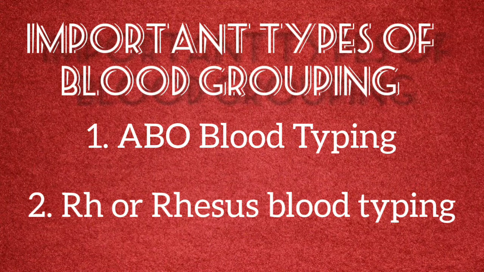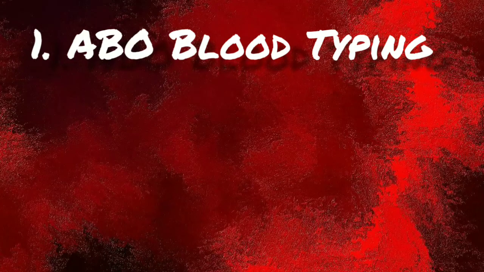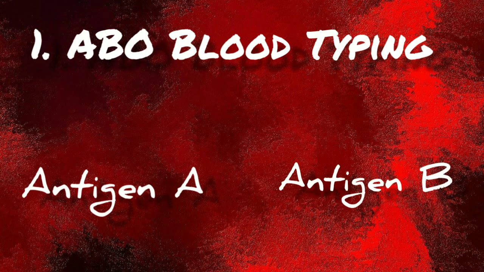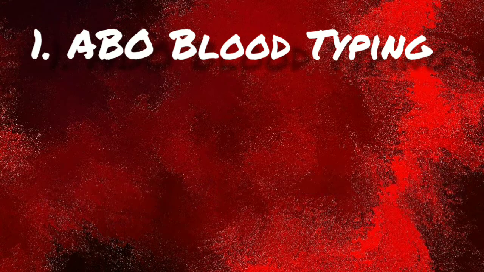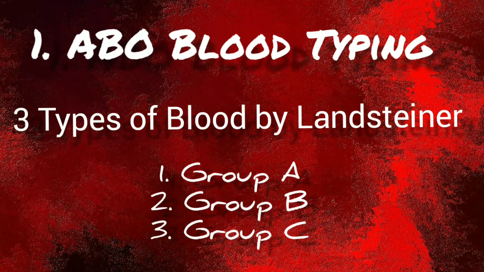The blood differs chemically from person to person. ABO blood type. On the basis of these chemical differences due to presence of antigen on the membrane of RBC and epithelial cells, ABO blood typing is done. Karl Landsteiner in 1901 discovered two kinds of antigens, namely antigen A and antigen B on the surface of human RBC. Based on the presence or absence of these antigens, Landsteiner classified blood into three types, that is Group A, Group B and Group C.